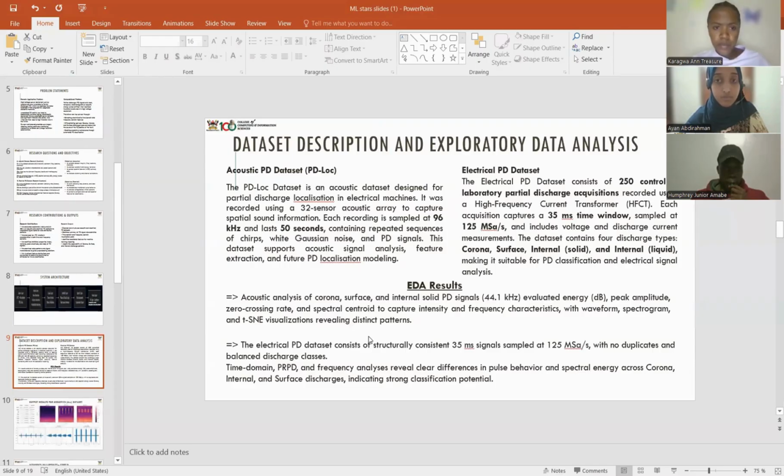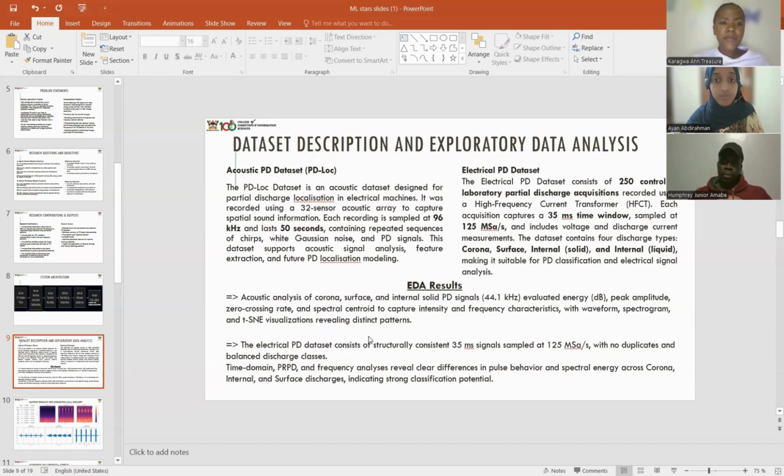So for our datasets, we use two main datasets, which are the acoustic dataset and the electrical signal dataset. We use the acoustic dataset that was recorded through a 32-channel MEMS microphone array that captures this sound. We're able to collect files that were sampled at 96 kHz that last 50 seconds, that are repeated over 10 seconds each in each of these files, leading to 5 samples per file. These signals included the chirps, white Gaussian noise, and partial discharge signals.